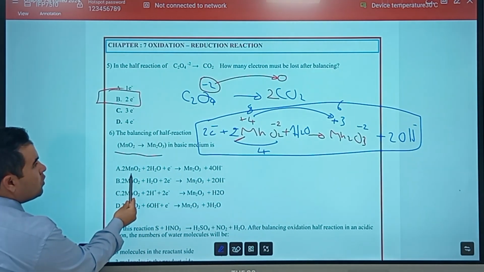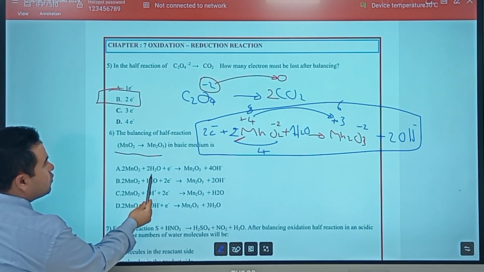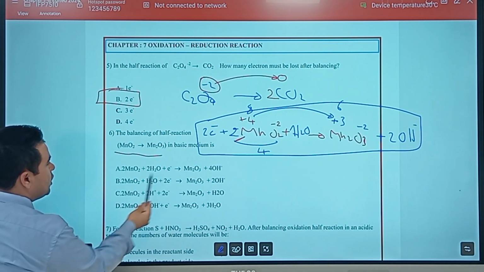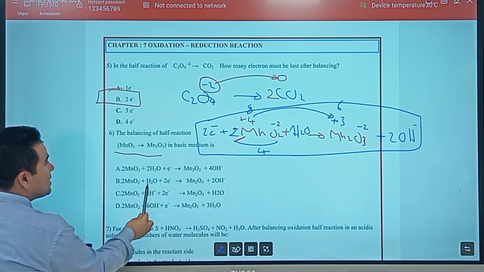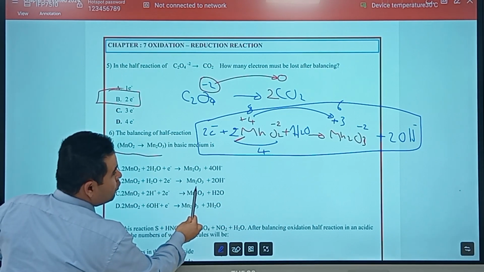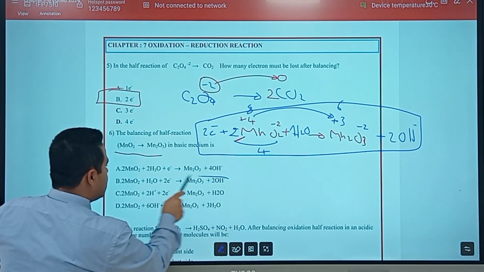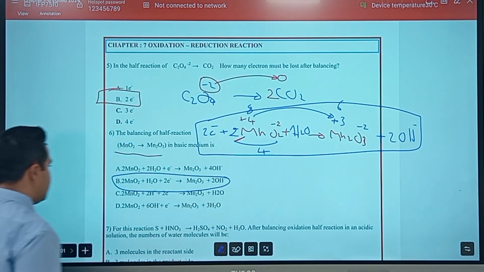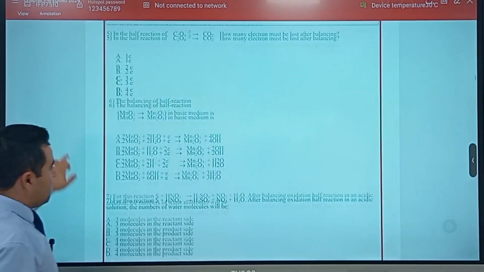So 2MnO2 plus H2O plus 2 electrons gives Mn2O3 plus 2OH-. This is the correct answer. This is B, the correct answer.